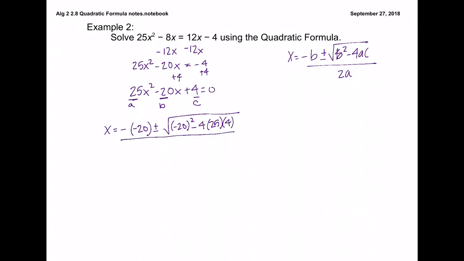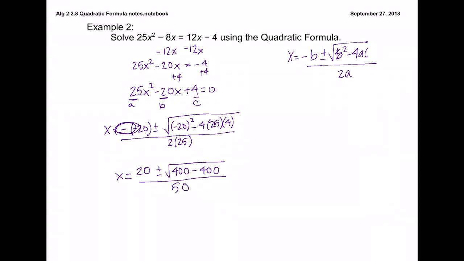all over 2a. So you want to follow your order of operations to simplify this. So we're going to simplify what's in our radical first. So negative 20 times negative 20 gives us 400. Negative 4 times 25 times 4 gives us negative 400. A negative and a negative outside here gives us a positive 20. And that's all over 2 times 25, which is 50.